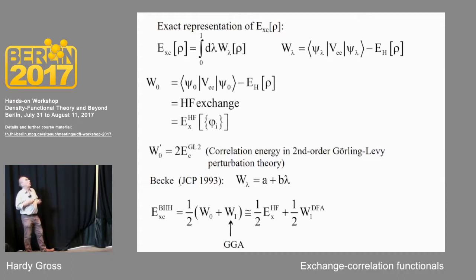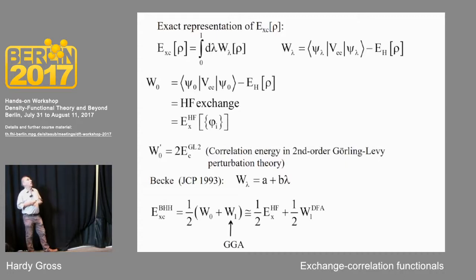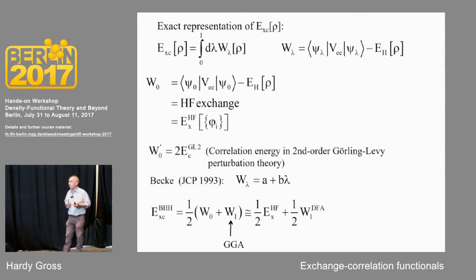And you see this quantity W lambda at lambda equals 0. This wave function reduces, as I said before, to the Kohn-Sham determinant. So W naught is actually the Hartree-Fock exchange. And one can also evaluate W naught prime, which turns out to be the correlation energy in second order Görling-Levy perturbation theory. This is a particular version of perturbation theory where you again keep the density constant.